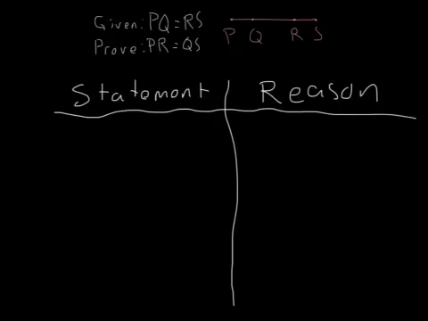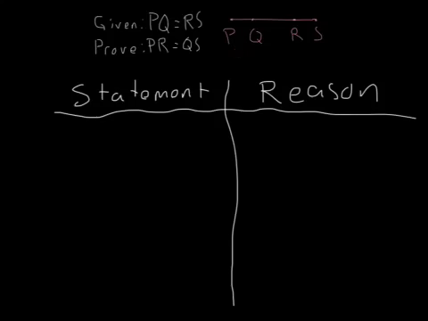All right, let's try using some of our tools in an actual proof here. So typically your proofs may have a picture, they may not, and they're going to give you some given information, and they're going to tell you something that you need to prove. So here we've got our picture, we've got 4 different points, P, Q, R, S, and they're all on the same segment.